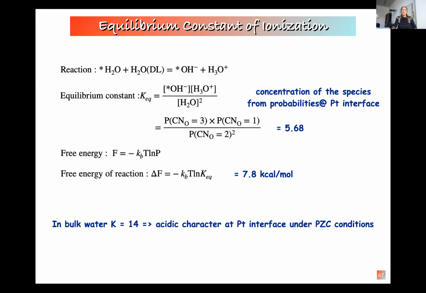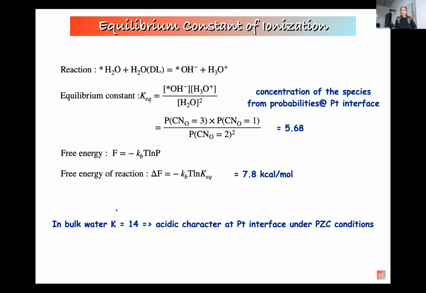On this basis, we can determine the probability of having this ionic species, so actually the concentration of this species in the entire trajectory at the platinum interface. And we can evaluate the equilibrium constant, which tells us that at this interface, the free energy of this reaction is about 7.8 kcal.